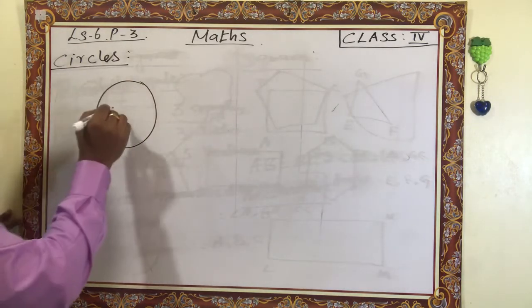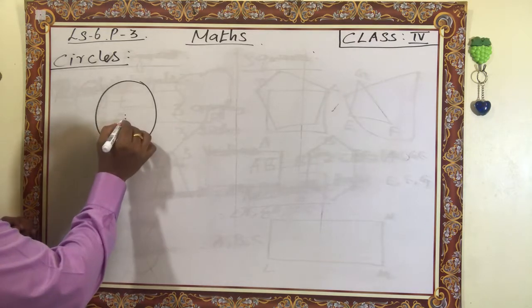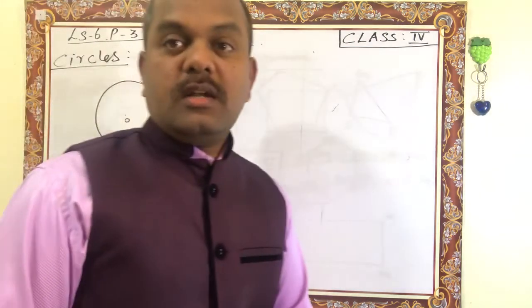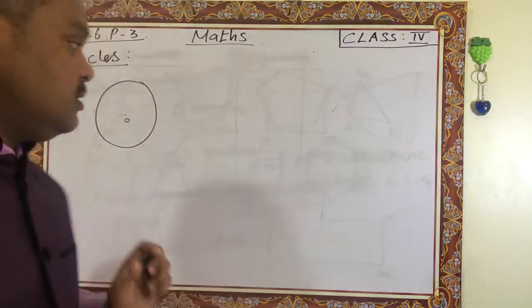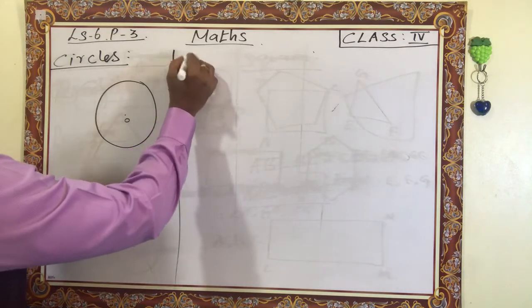Circle. This is the center of the circle. We can name this O, the center of the circle. In a circle we are going to learn more things. First one, radius.